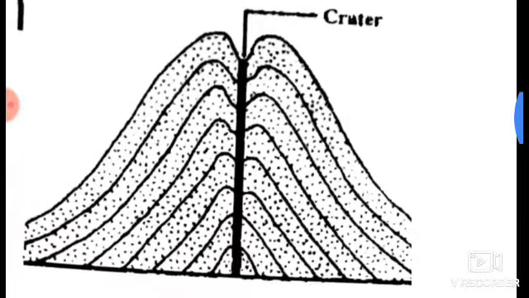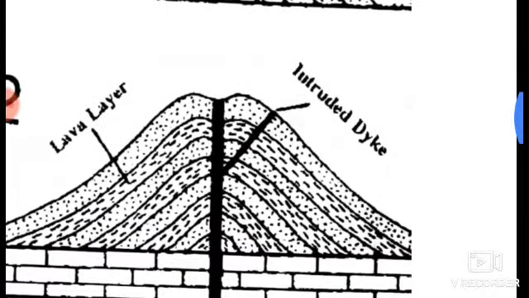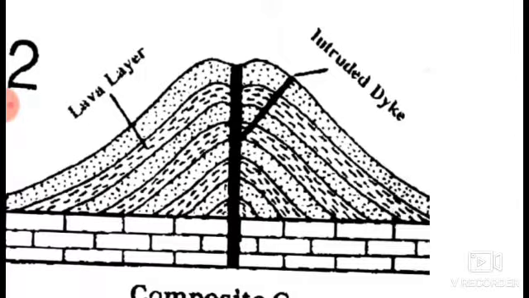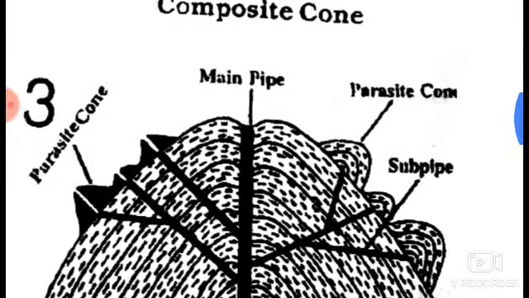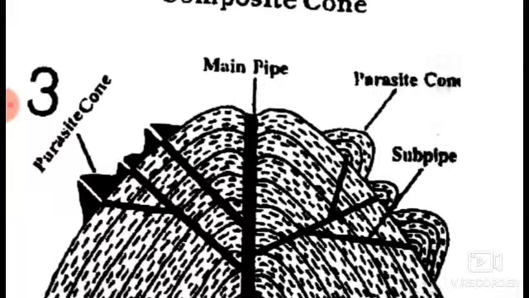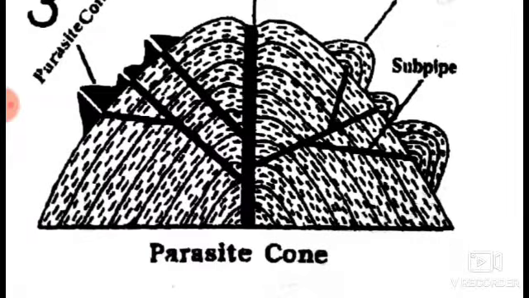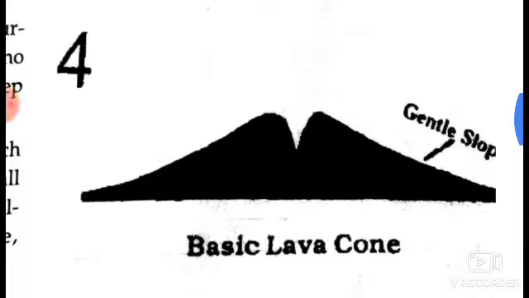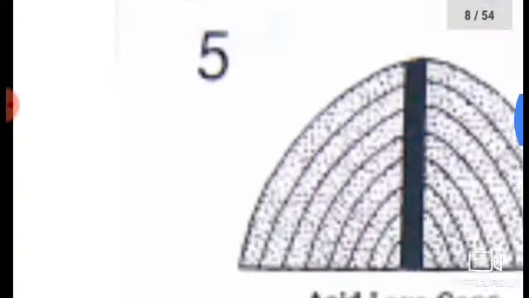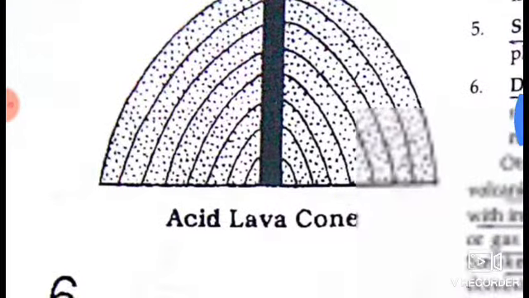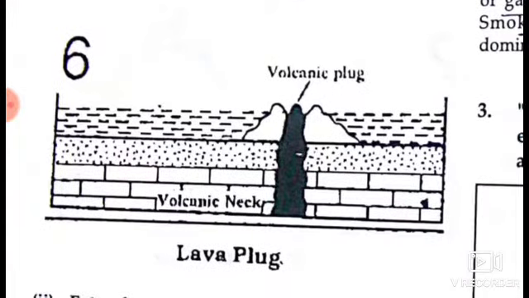So, the crater you can see. Then intruded dikes, lava layer, pyroclastic cone, main pipe, parasite cone, sub-pipe, parasite cone, gentle slope, basic lava cone, acid lava cone, volcanic plug, volcanic neck, lava plug.